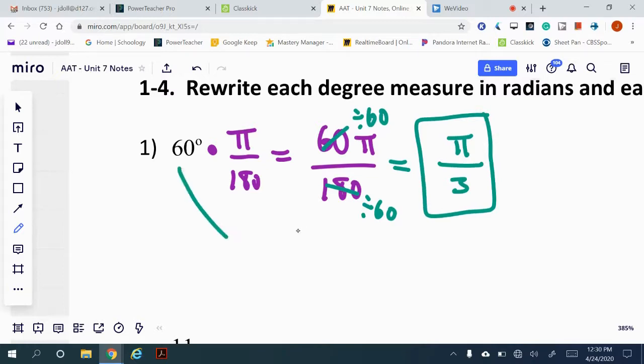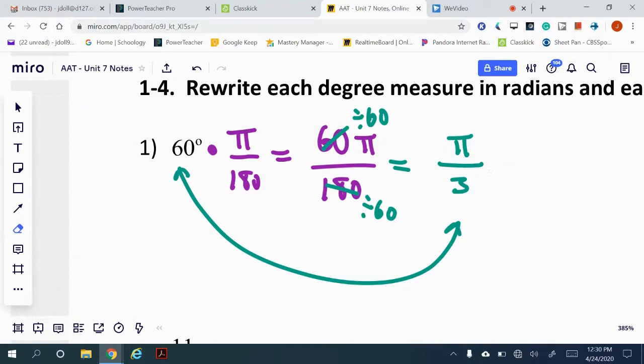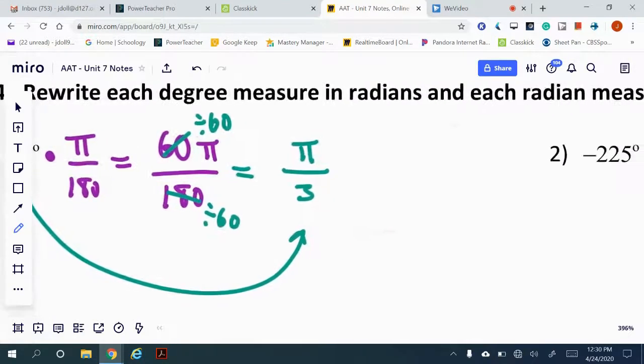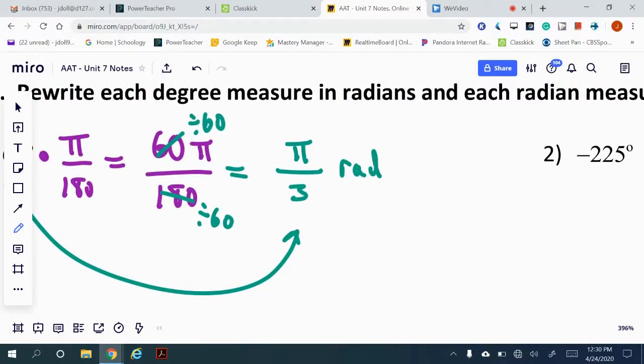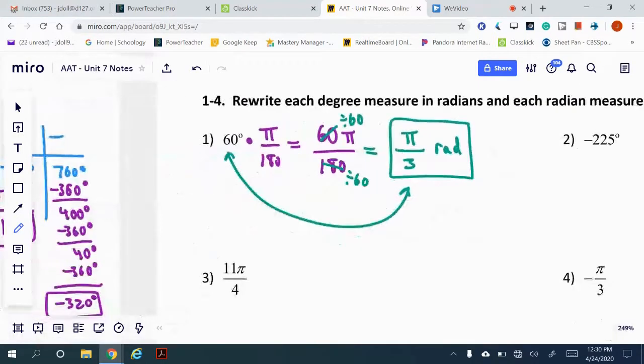So 60 degrees is the equivalent. I'm sorry, let me label that there. And the abbreviation for radians, guys, is rads. So 60 degrees is the equivalent of pi over 3 rads. Now, I will tell you, you're going to like degrees better than radians because radians are going to have to be used in a fraction form, and you're probably not going to like that very much. But it is what it is. That's the math. I can't do anything to change that for you.